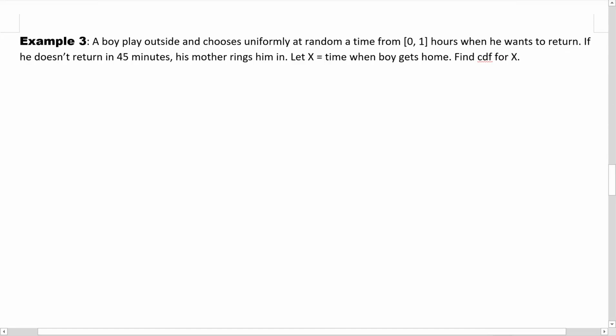Okay, let's continue to look at example 3. A boy plays outside and chooses uniformly at random a time from 0 to 1 hours when he wants to return. If he doesn't return in 45 minutes, his mother brings him in. Let X be the time when the boy gets home. Find the CDF for X. Please pause here and try to work on this problem. This problem is actually quite interesting.